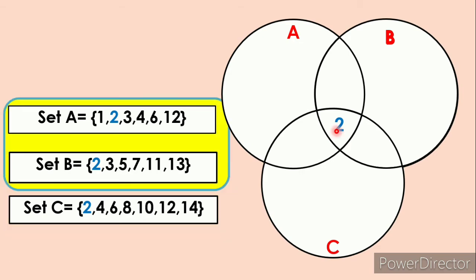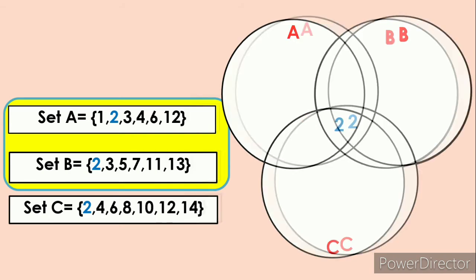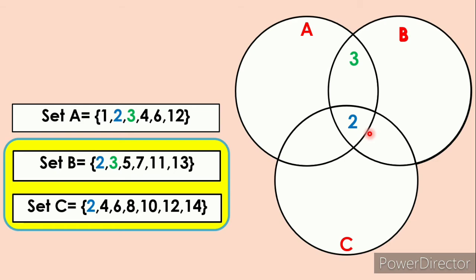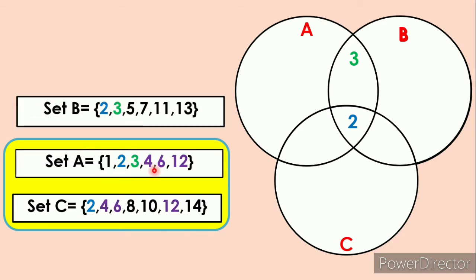Next, let's focus on set A and set B. Is there a common element in set A and B? Yes, we have number 3. So we will put 3 in between set A and set B. Now let's have set B and set C. Is there a common element in B and C? Alright, there is none.